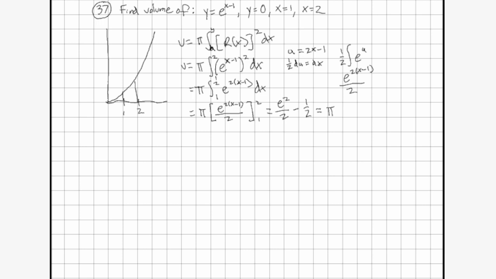this right here. So I got the pi times 1/2 times e to the power of 2 minus 1. But then I can simplify that further to my final answer, pi over 2 times e to the power of 2 minus 1. And that is my final answer.